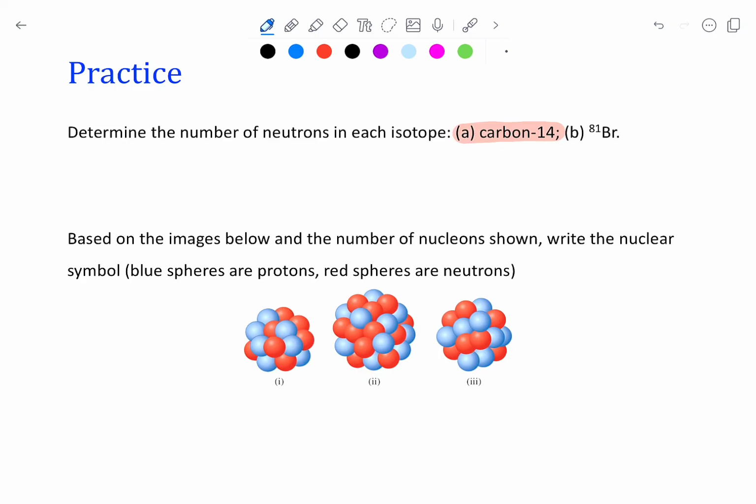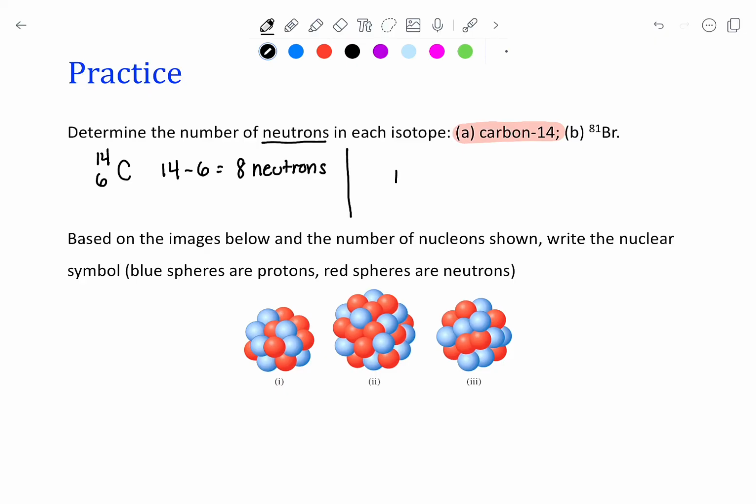Based off of this, we know that this is carbon 14. Carbon is element number 6, so we have 6 protons, and we want to find the number of neutrons. So we're going to take 14 minus 6 to get 8 neutrons in carbon 14.